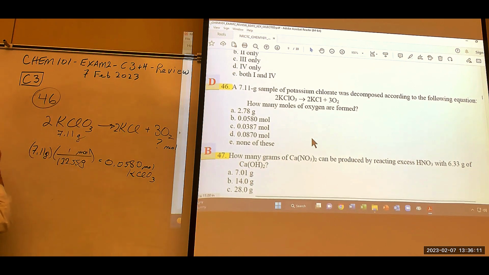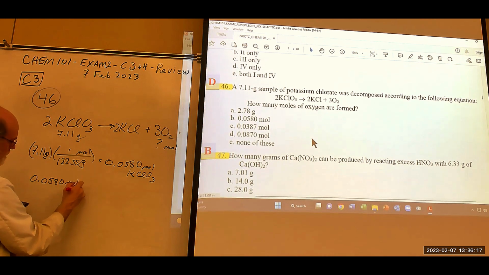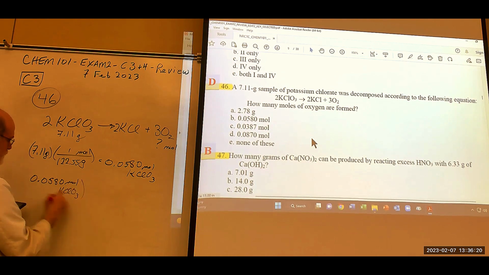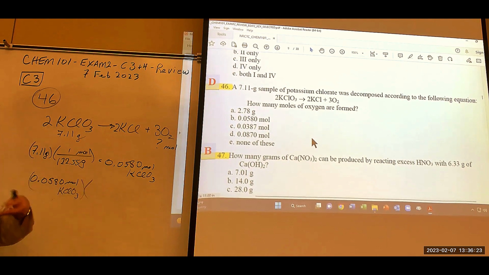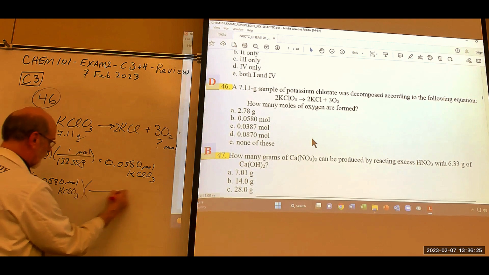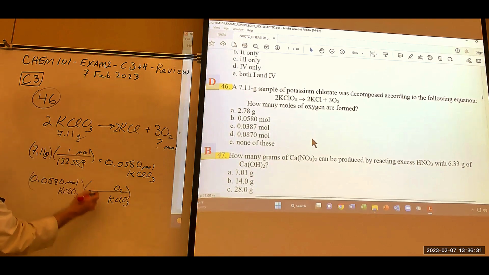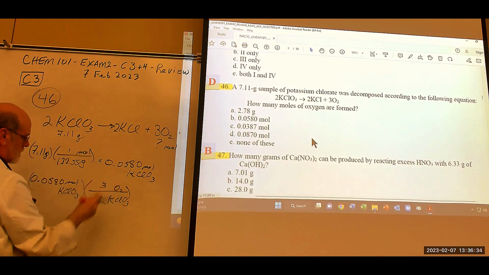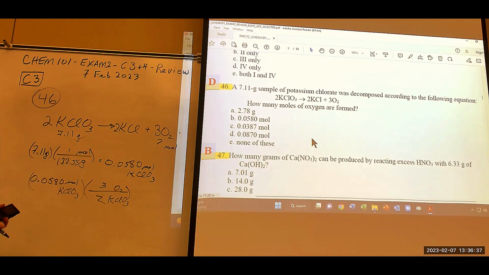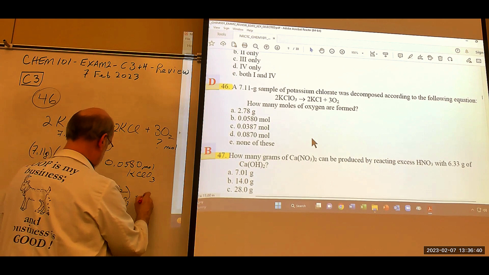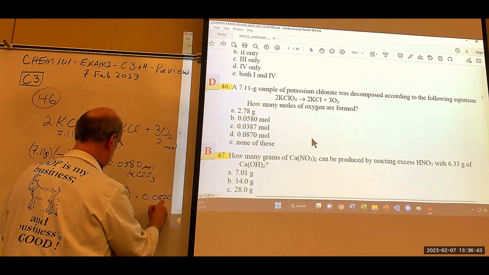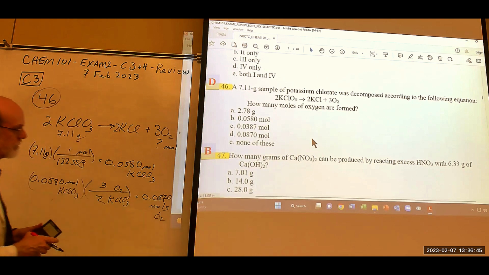How about moles of oxygen? Well, we need a conversion factor. And the conversion factor is found in the coefficients of the balanced equation. Right? You want to get rid of KClO3 and leave yourself with oxygen. So the ratio is 2 to 3. So I divide 2 into that value and then multiply it by 3. And I get 0.0870 moles of oxygen. D. Okay.